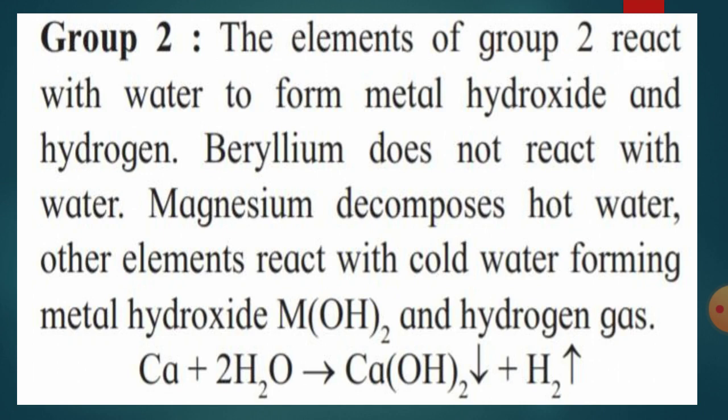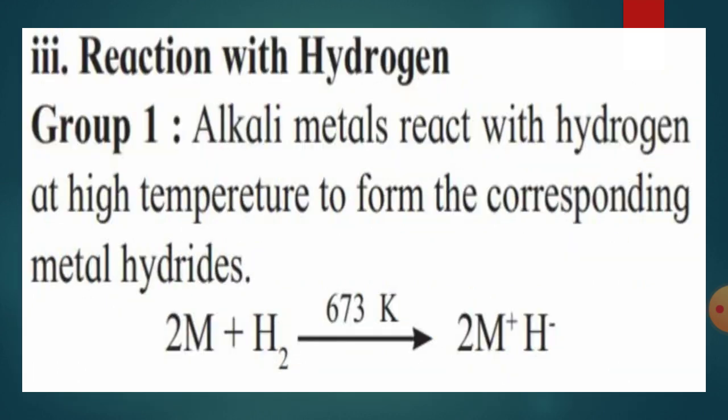2H2O, H2O is your water. When Ca is reacted with H2O, it gets converted into Ca(OH)2, that is a metal hydroxide, plus H2, hydrogen gas will be evolved out. Fine, student. So when the elements of group 2 react with water, they get converted into metal hydroxide and hydrogen.